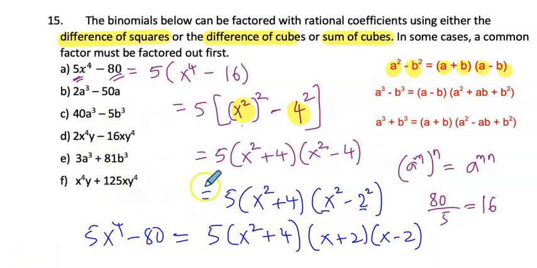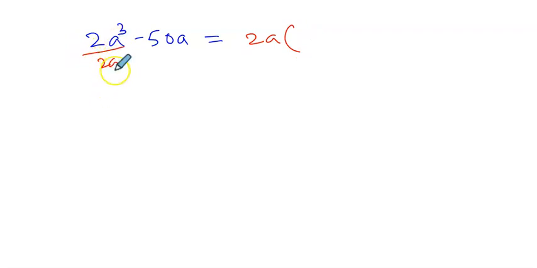Next we have 2a cube minus 50a, right? Let me write here. 2a cube minus 50 times a. 2 is an even number, 50 is an even number. So 2 can divide both of them. A is here and a is there. Therefore, my greatest common factor is 2 times a, 2a, right? Let us cancel out now. Divide by 2a here. 2 and 2 cancel. A cube divided by a is a square, correct? 3 minus 1 is 2.